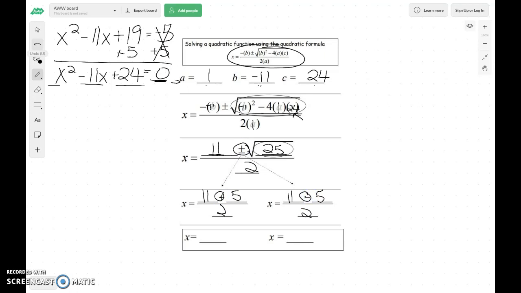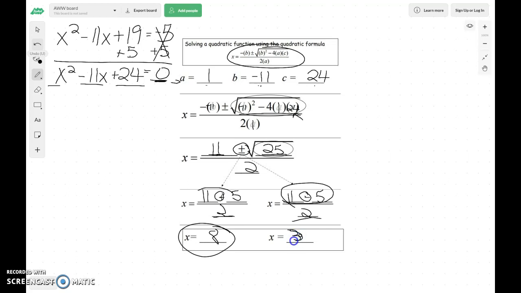So to finish this out and solve the rest of it, we're just going to solve it like a normal problem. What's 11 plus 5? 16. What's 16 divided by 2? 8. That was easy. All right, and then on the other side we have 11 minus 5. What's 11 minus 5? 6. And then 6 divided by 2 is 3. That was pretty easy too.